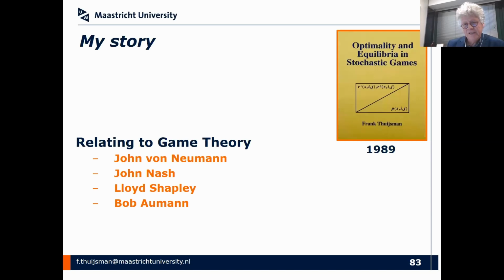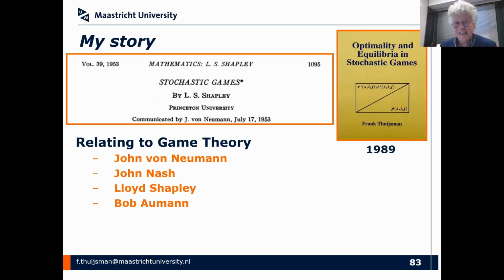I wrote my PhD thesis in 1989 on a topic called stochastic games, which in a way extends the work of John von Neumann, John Nash, and Lloyd Shapley, because John von Neumann was looking at matrix games, like 1 matrix, 1 number, 2 players only. John Nash was looking at non-zero-sum games, but it could be more than 2. And Lloyd Shapley, well, he did his work on cooperative games, he did his work on matching, but he also did work on stochastic games.